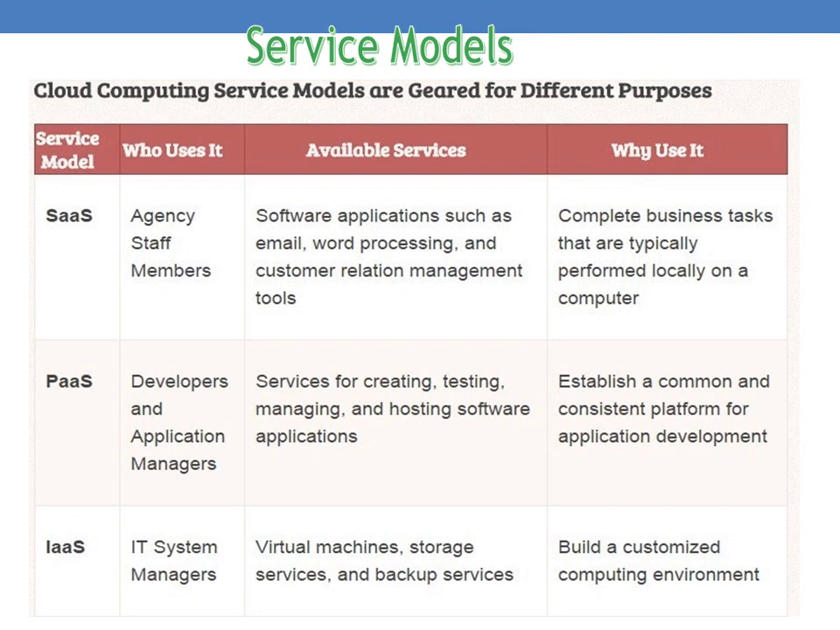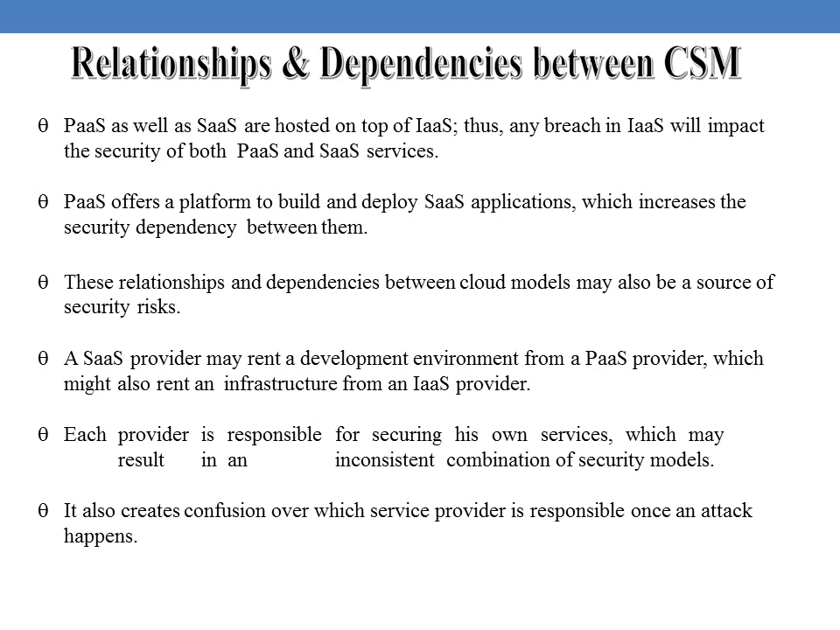Why use it for SaaS? It means completing business tasks that are typically performed locally on a computer. Then why use it for PaaS? To establish a common and consistent platform for application development. And why use it for IaaS? It means building a customized computing environment.